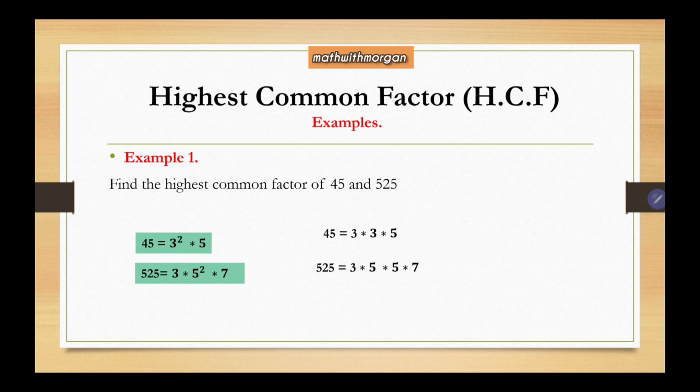Let's get what they share in common. Well, they have a 3 in common. They also have a 5 in common. And that's it. So we multiply 3 by 5 and we would see that the HCF is 15.